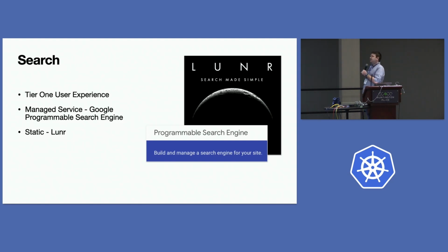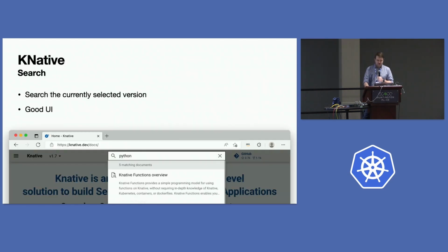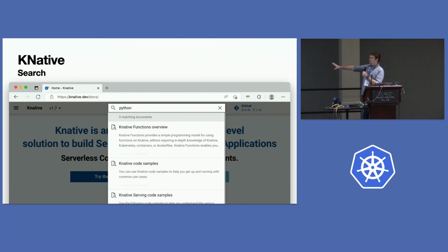So the two ways this is done now are like the Kubernetes website uses a Google programmable search engine, and a lot of the smaller sites use Lunr, which builds a static index of the content when it's built. So here you can see Knative, which uses Lunr. I think it has a good UI, and importantly, you can see faded out the version selector. Whatever version you have selected, that's the version of the docs you're searching.